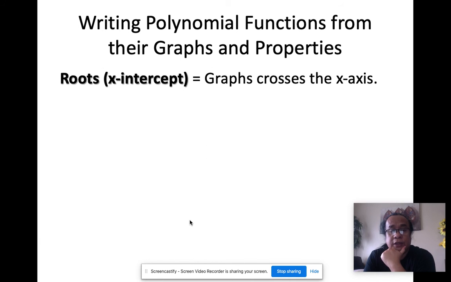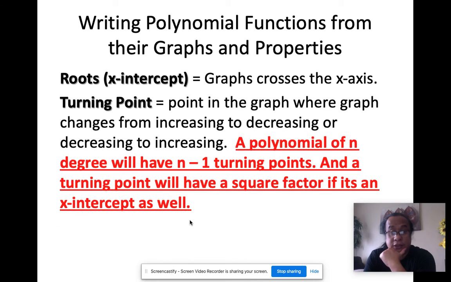So first, we need to know what the roots are. Roots are what you call the x-intercept, which means in the graph, it's where the graph crosses the x-axis, okay? So if the graph crosses the x-axis, that's the roots, okay? Next is, this is an important one, what you call turning points.